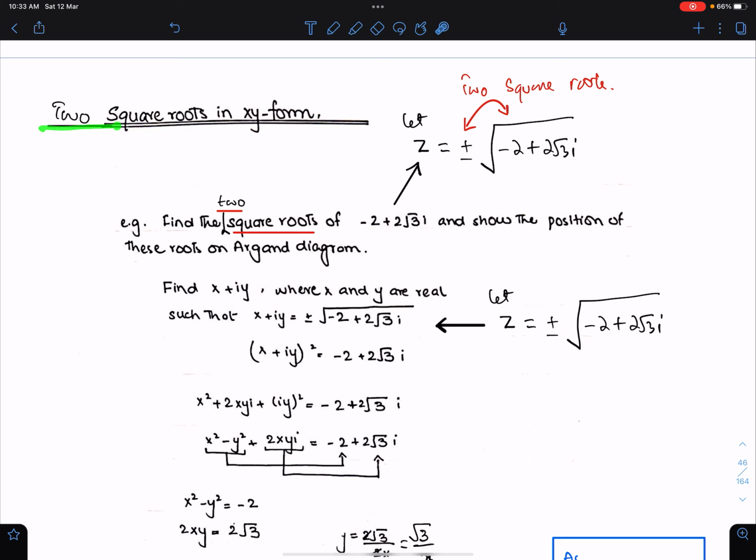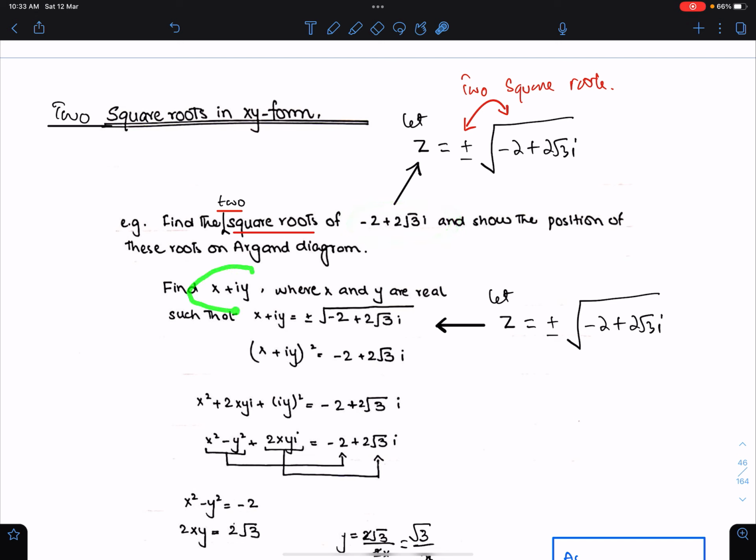Let's understand this concept with the help of this example. Find the two square roots of -2 plus 2 root 3i and show the position of these roots on Argand diagram. In order to find the two square roots of this complex number, we need to find x plus iy, where x and y are real.